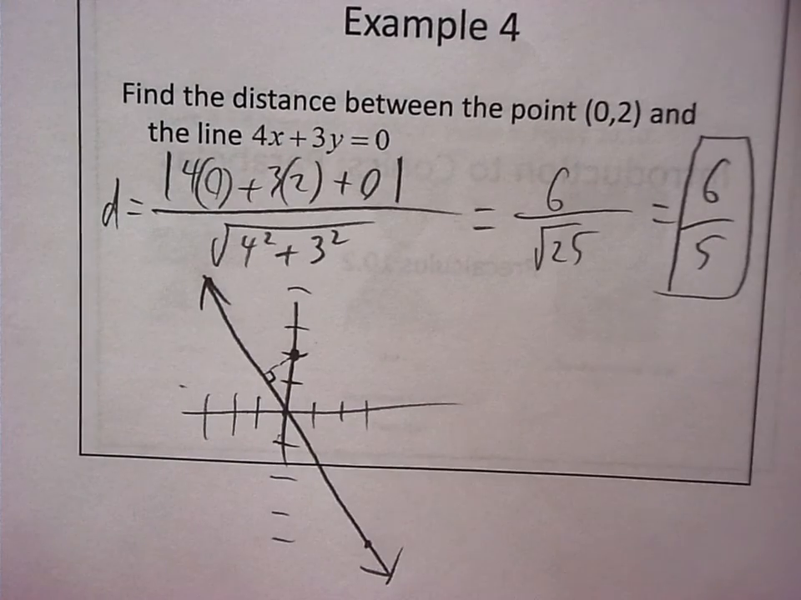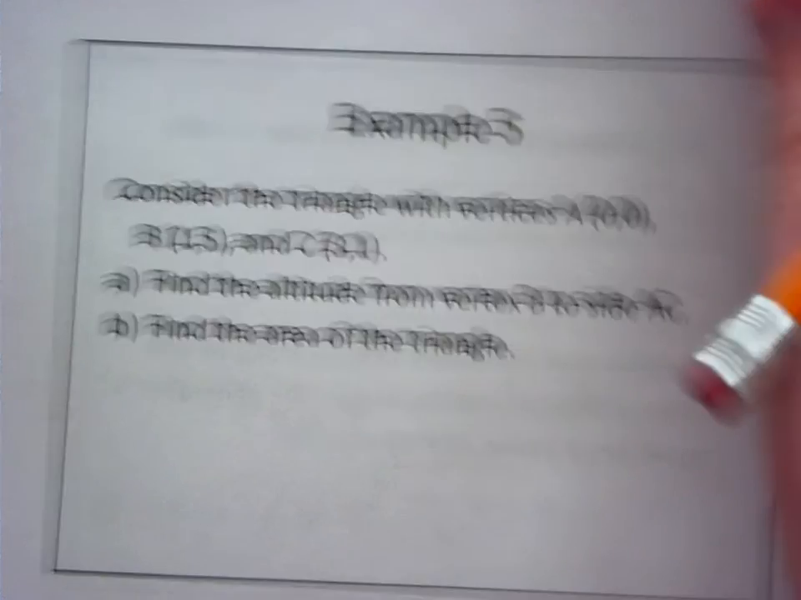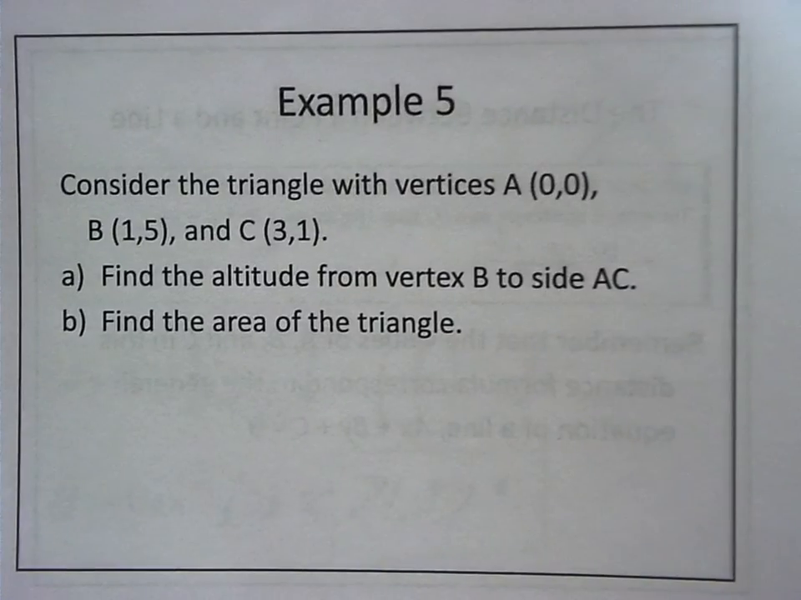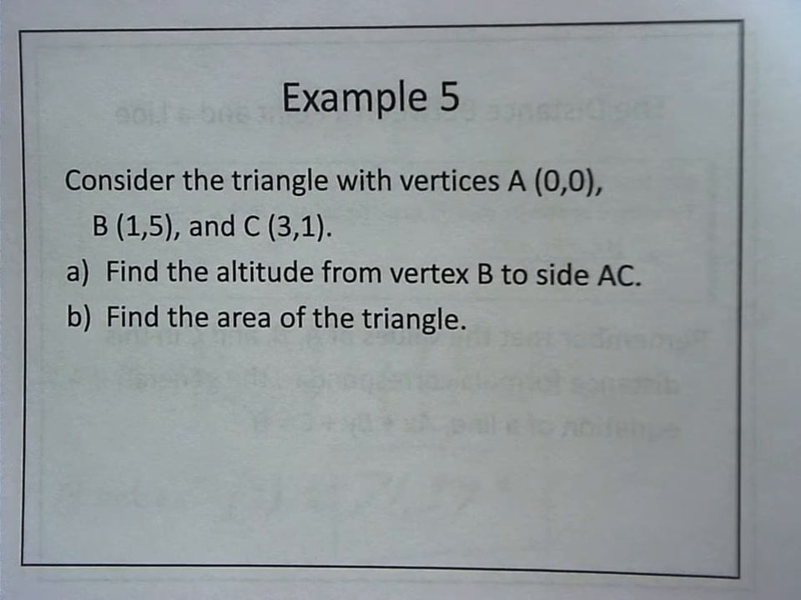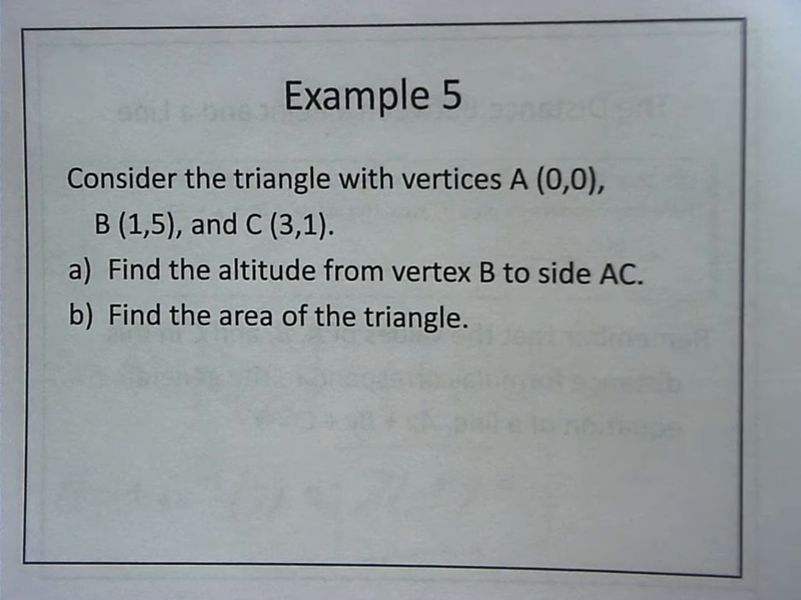Okay. So, one more. And this is where I see it get used quite often. Consider a triangle. You're given 3 vertices for that triangle: 0, 0, 1, 5, and 3, 1. I want to ultimately find the area of this triangle. To do this, I need the height. Well, the height is any altitude from any vertex to the opposite line, the opposite base, right?